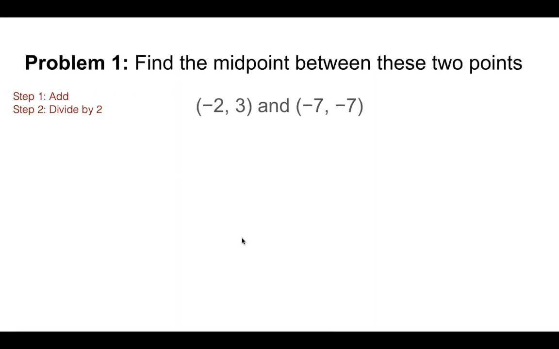Now, this is really similar to distance in that we're going to start off by connecting our first 2 numbers, -2 and -7, and connecting the second set of numbers, 3 and -7. And these are the numbers that are going to follow those steps. So let's start with our first set, the -2 and the -7.